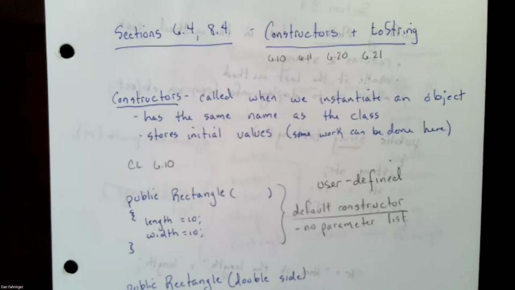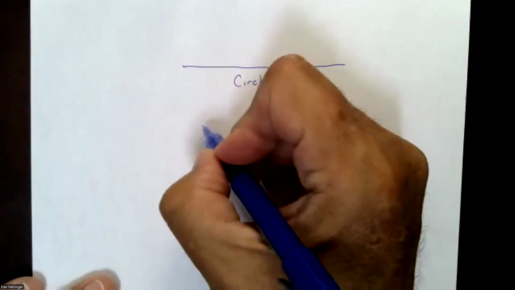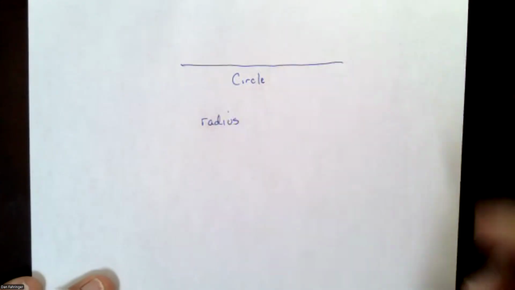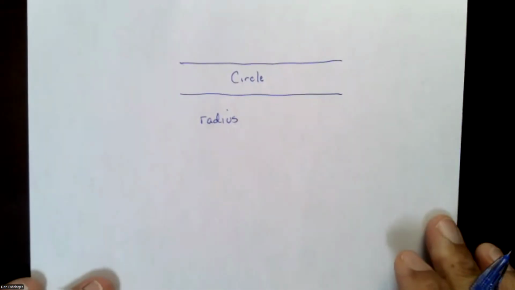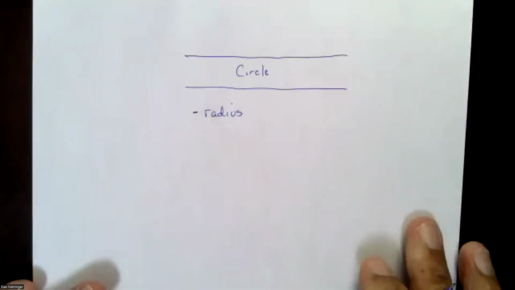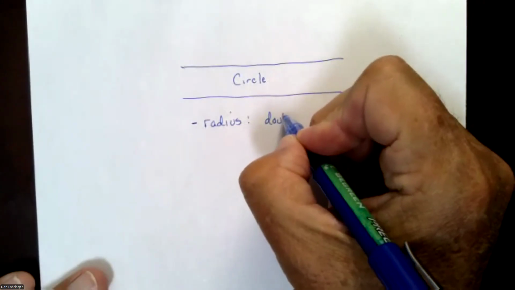So we have our gigantic class. It's actually not very gigantic. Our class that we've been working with is called Circle. And we said the only thing we need is radius, because everything else can come from radius. And we said that's going to be private, that's going to be hidden. And we said this should be a double.